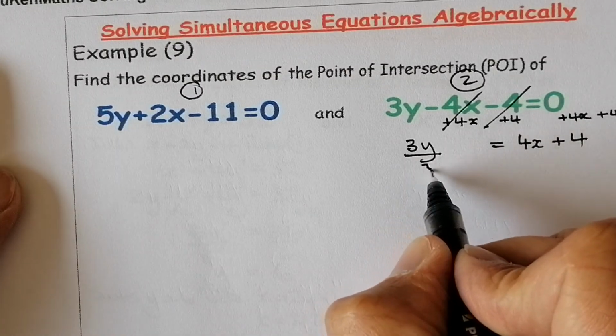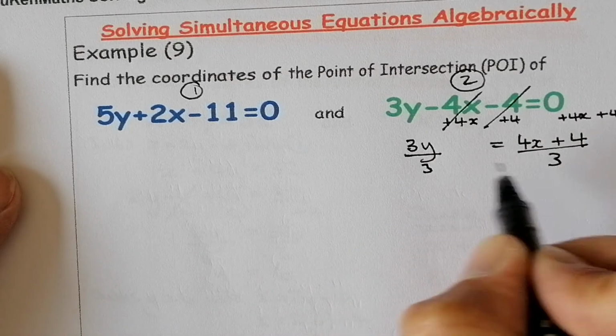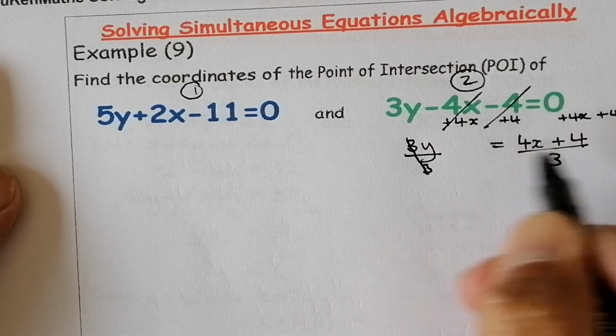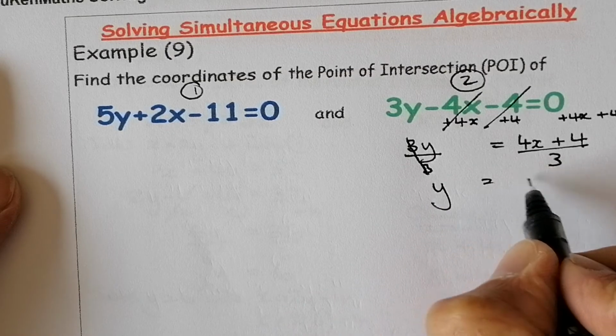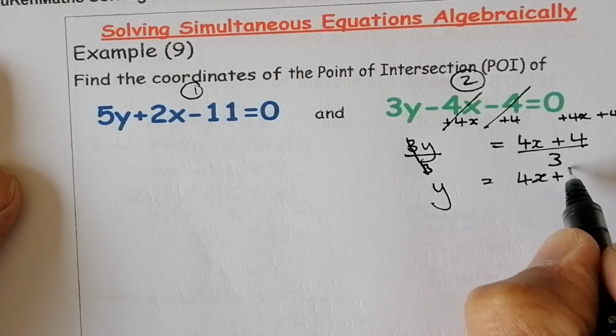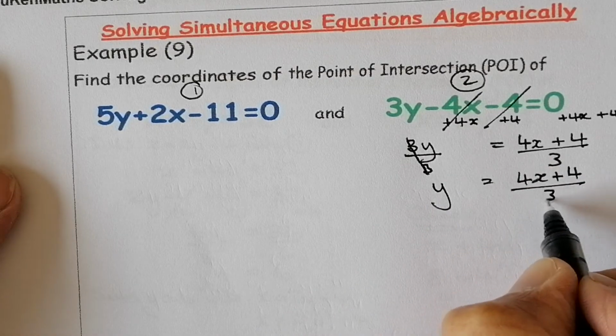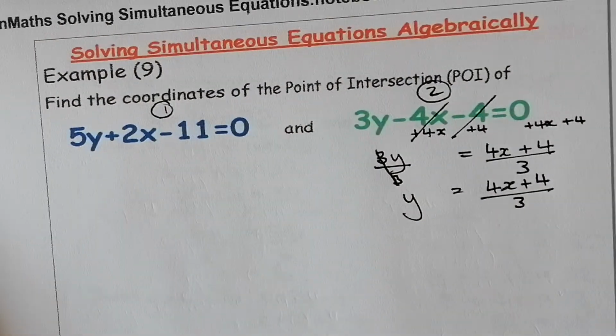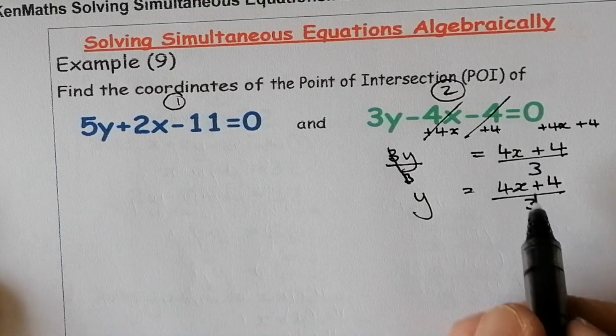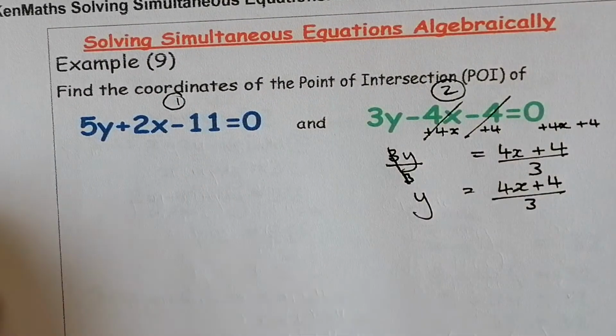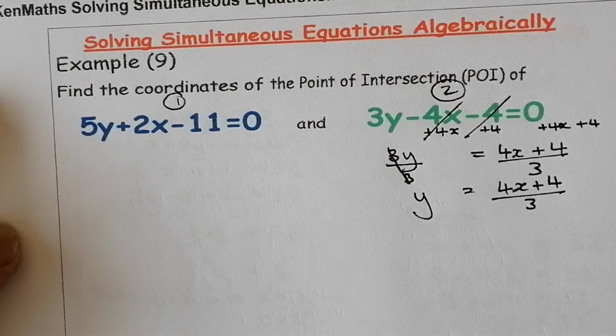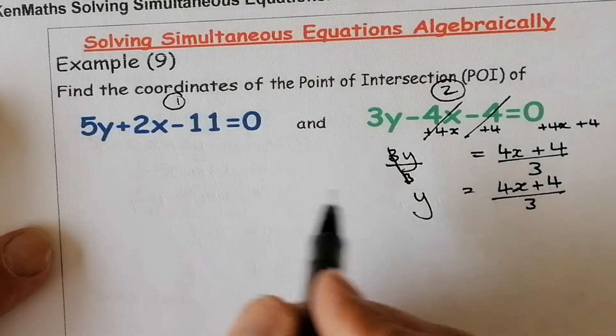Okay. So what I'm going to do now is divide both sides by the 3. Okay, that gets eliminated, and I'm going to just leave this equation like this. So it's 4x plus 4 all divided by 3. I'm going to leave it like that. That's what I'm going to start with, and I'm going to substitute that into this equation up here. So let's try and do that.